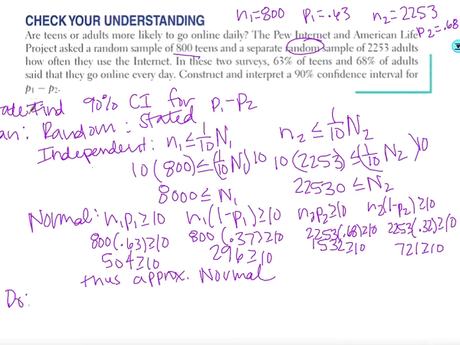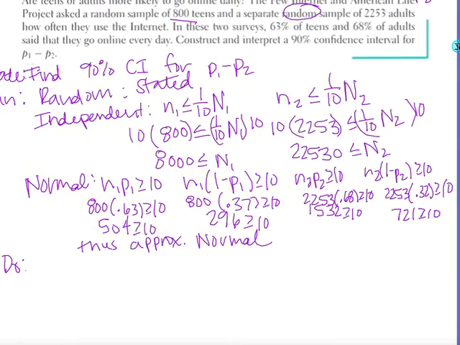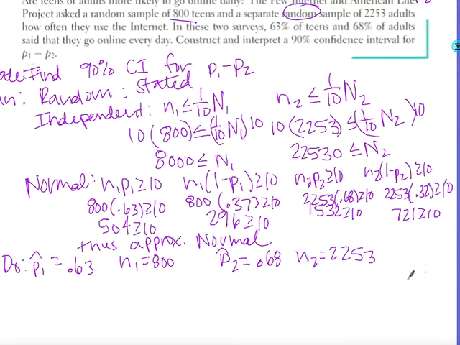So then for the do step, our p hat 1 we would need to say is 0.63. Our N1, of course, would be 800. Our p hat 2 would be 0.68, and our N2 would be 2,253. So to do our confidence interval, we would need to use that formula from the last slide.